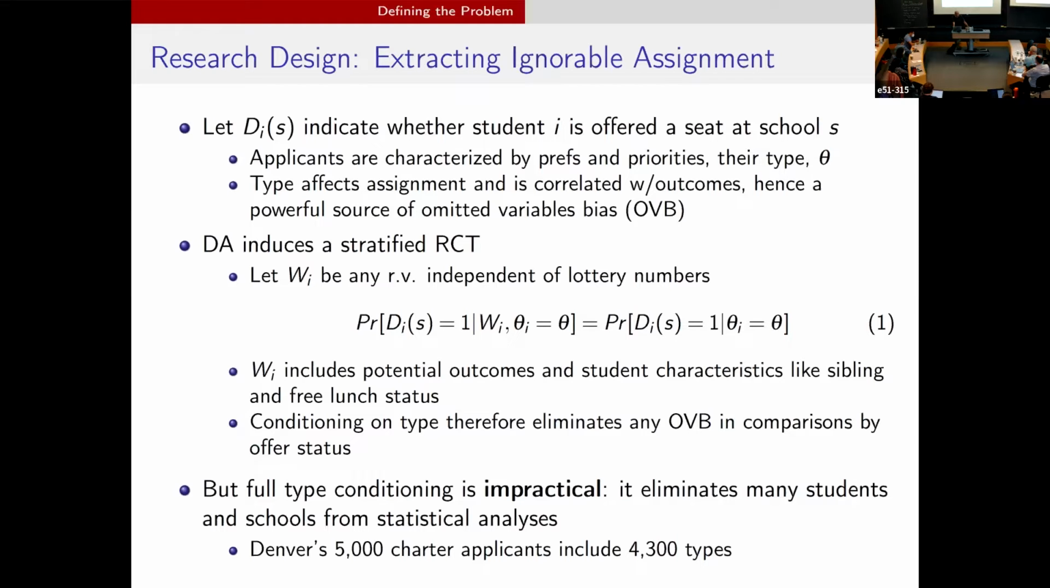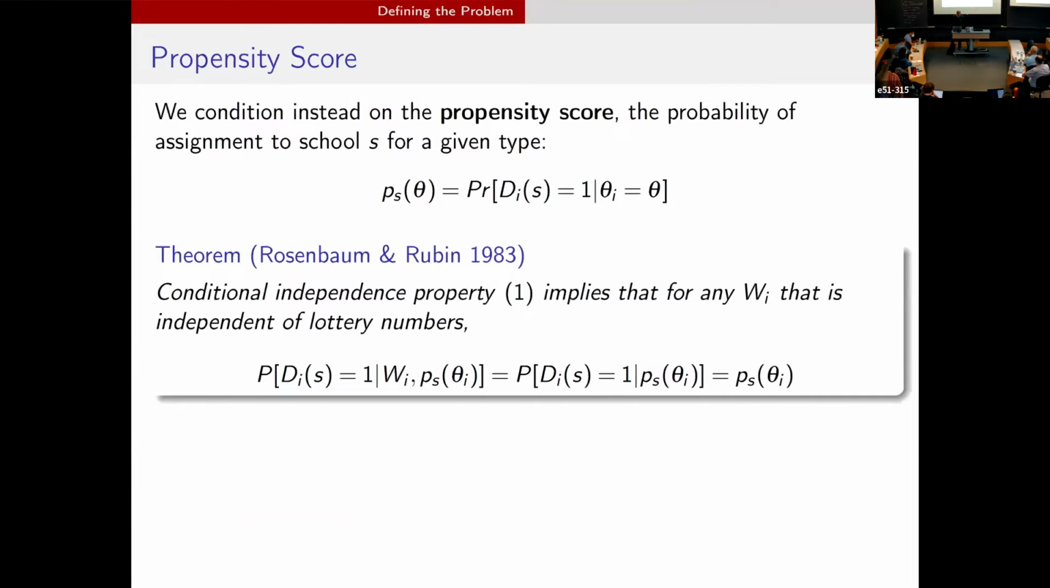Okay, so full type conditioning turns out to be impractical in real life applications. Not that surprising, given that theta, your type, is this very discrete object with many possibilities. So what we're going to do instead is condition on the propensity score. Okay, so what is the propensity score? This is a concept that first found its life in studies of causal inference in observational settings. But here we actually have a randomized trial, so we're going to be deploying the propensity score in a somewhat different way.